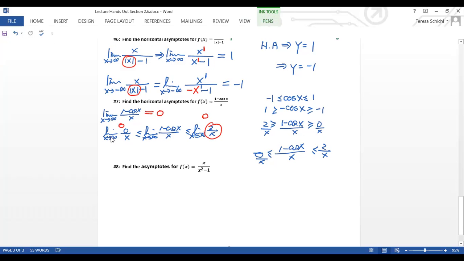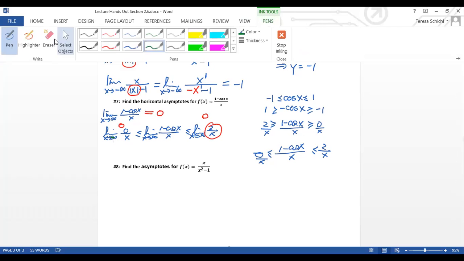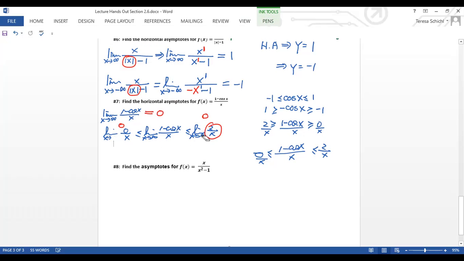How about if I have negative infinity? Let's see if the squeeze theorem still works or not. If I have negative infinity, the same way, when x goes to negative infinity, this is still 0. So now I know the limit as x approaches negative infinity of 1 minus cosine x over x, by the squeeze theorem, is still going to be 0.